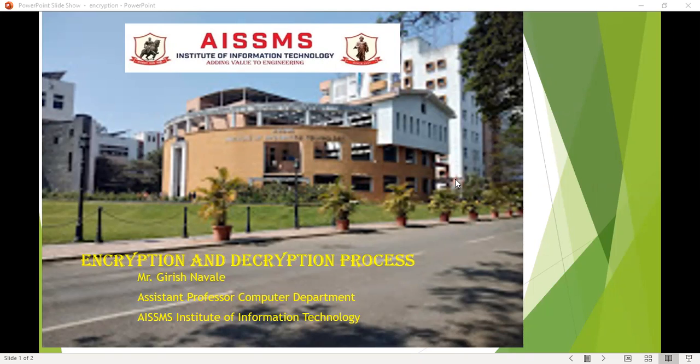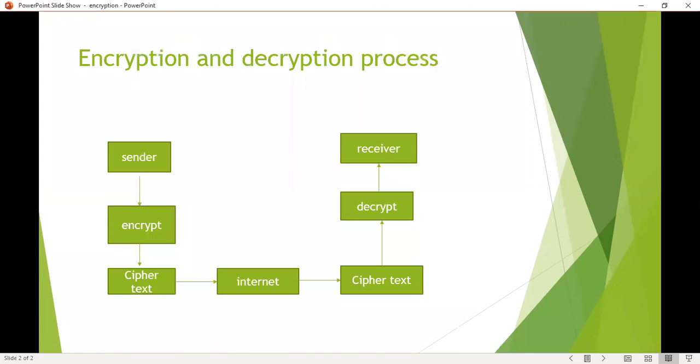And today I am here to give the introduction of the encryption and decryption process of cybersecurity. So here, you can see the encryption and decryption process, the architecture diagram.